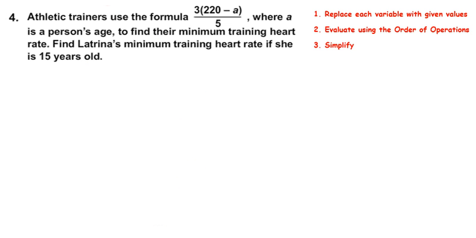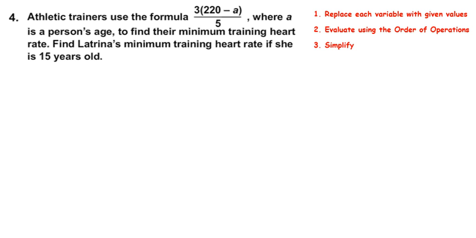Okay, so now we're going to get into some real life examples where you're going to see these formulas and when you're going to have to substitute. So athletic trainers use the formula 3 times the quantity 220 minus A over 5, where A is a person's age, to find their minimum training heart rate. Find Latrina's minimum training heart rate if she is 15 years old.